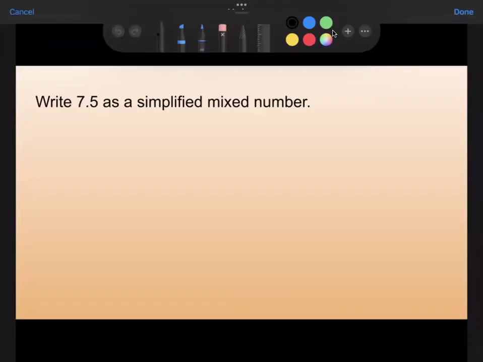So what we're going to be doing is taking 7.5 and rewriting it as a mixed number and then simplifying it if we can. So I'm going to go ahead and rewrite 7.5 over here so it's a little bit bigger. Okay, so as we know, a mixed number is a whole number and then a fraction right next to it, like 2 and 1/2.